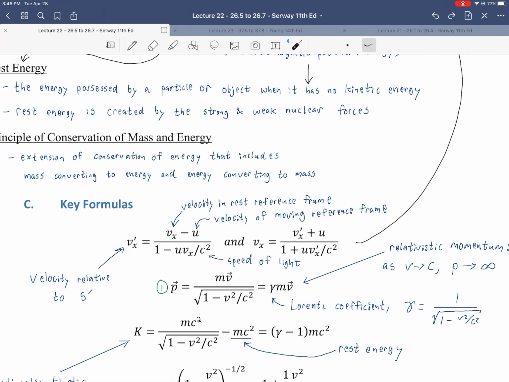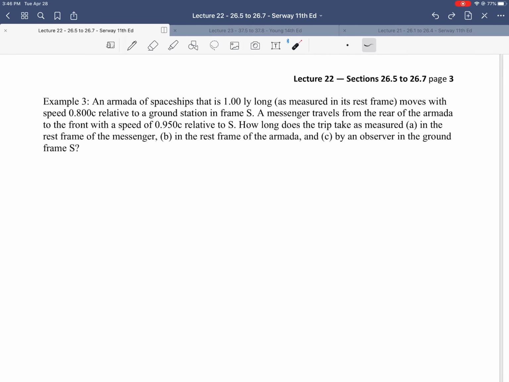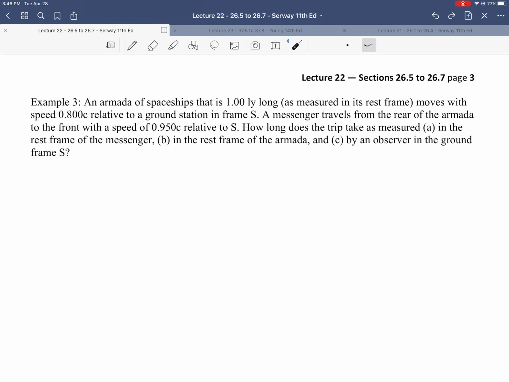It's going to be greater than 0.7c, but it's going to be less than c. And so you're going to use these equations here, whichever one you want. Okay? So that's left for your practice. All right, so now on to example 3.